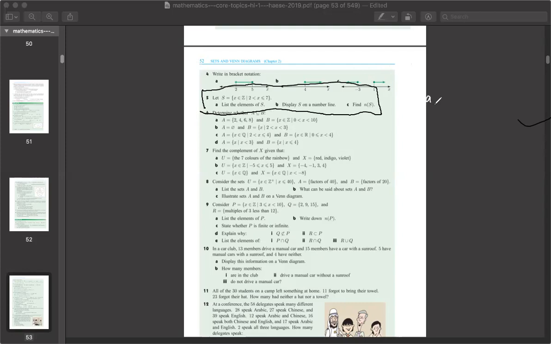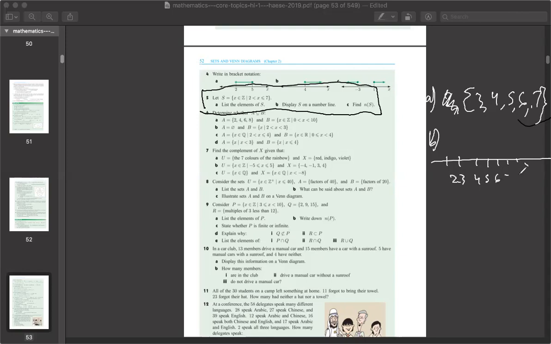List the elements of S. 2, wait, not 2, sorry. 3, 4, 5, 6, 7. Very easy. And then display S on a number line. So like before, you draw the number line first. You put in the values that are supposed to be the elements, which are 3, 4, 5, 6, 7.